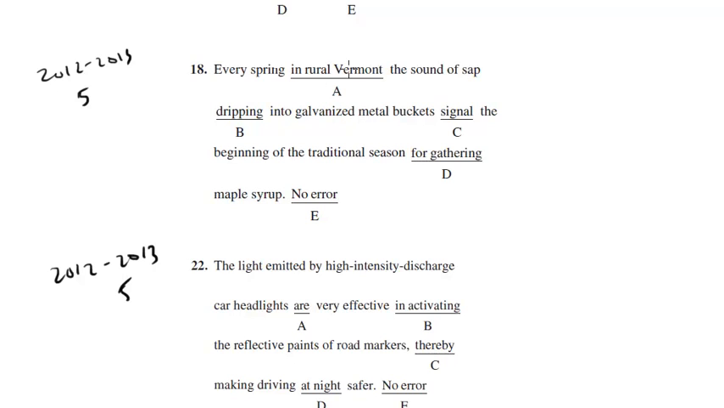Every spring in rural Vermont, the sound of sap dripping into galvanized metal buckets signal the beginning of the traditional season for gathering maple syrup. So again, we have this plural noun next to this plural verb, and we might say that's okay. But again, what is doing the signaling? It is not the metal buckets. It is the sound of sap dripping into metal buckets that is signaling the beginning of the traditional season. So the sound of sap, this is singular. Signal, as you can see here, is plural. We need to make it signals in order for it to agree with the verb.